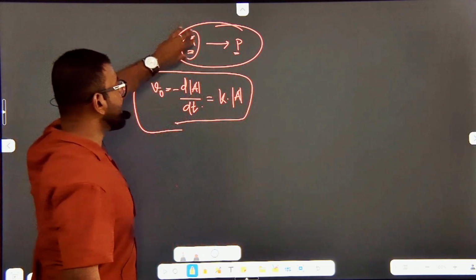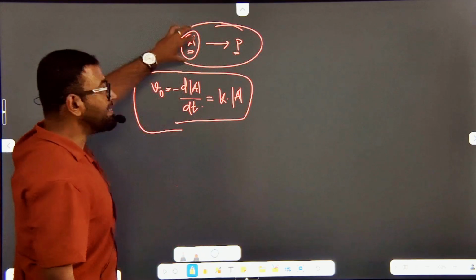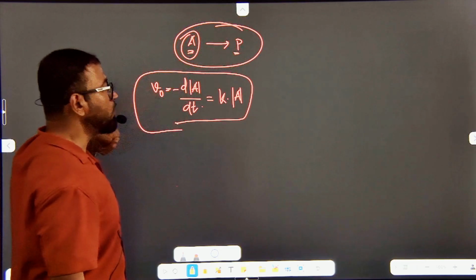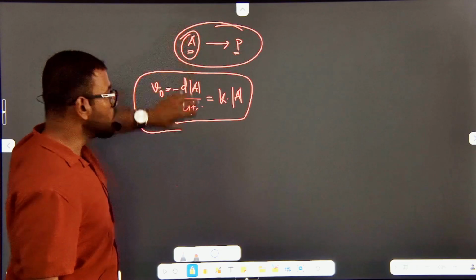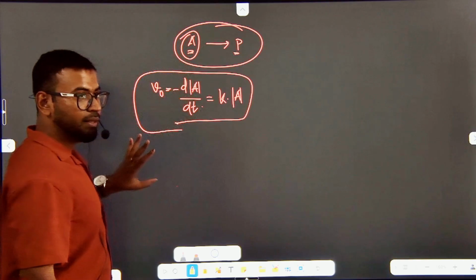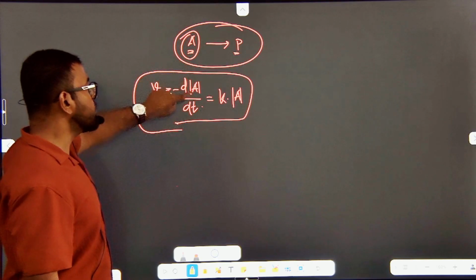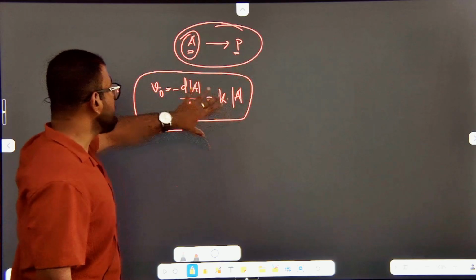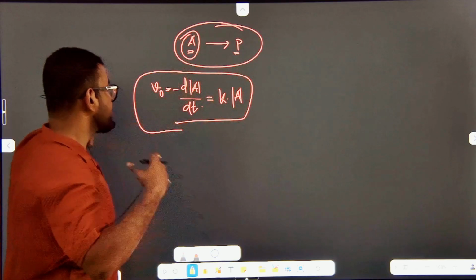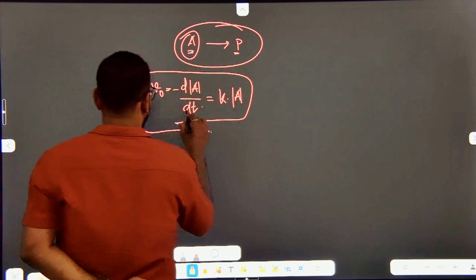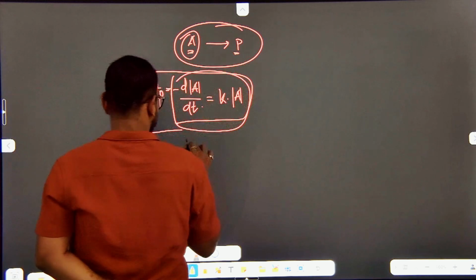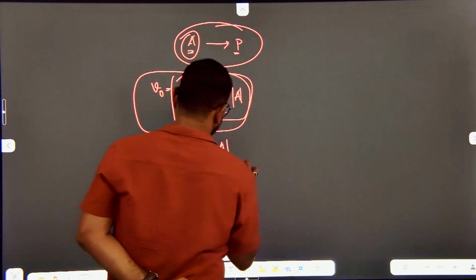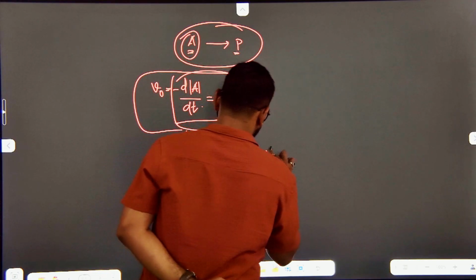See, A is getting converted into P. So A is getting dissociated, P is formed. So velocity should be V naught equals, as A is getting dissociated, dA by dt. At a certain amount of time, dissociation of A equals K into A. Why K into A? Because of the dissociation constant K. Now, if we consider this segment, dA by dt equals K into A.